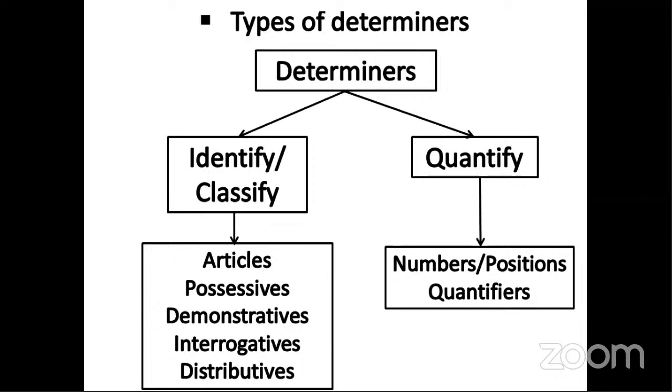And when it comes to quantifying determiners, there are two types. They can either show you numbers or positions, like first, second, third. They can be ordinal or cardinal numbers. Or they can be quantifiers like some, many, several, all. So based on whether they are quantifiers or articles or possessives, they have been classified into these two categories. So we will look into each category.